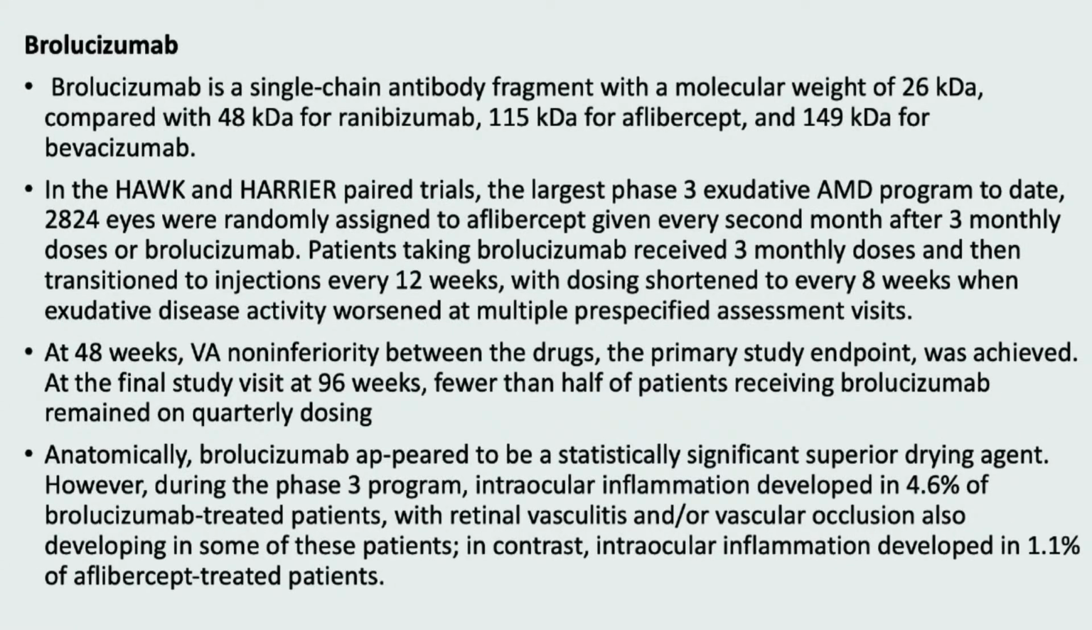Now this is a new kid on the block, which is brolucizumab. This is not a full-length antibody; it is a single-chain variable fragment, so it can be given at a higher dose. This is one drug which has a superior drying effect compared to the others, and this can also be given at 3 monthly intervals, which means that the burden is less. But the problem with brolucizumab was that about 4.6% of the patients had intraocular inflammation. So you have to keep a very close watch on it, and this is not largely adopted as the primary drug till now. Till now, the mainstay of treatment still is ranibizumab and aflibercept.